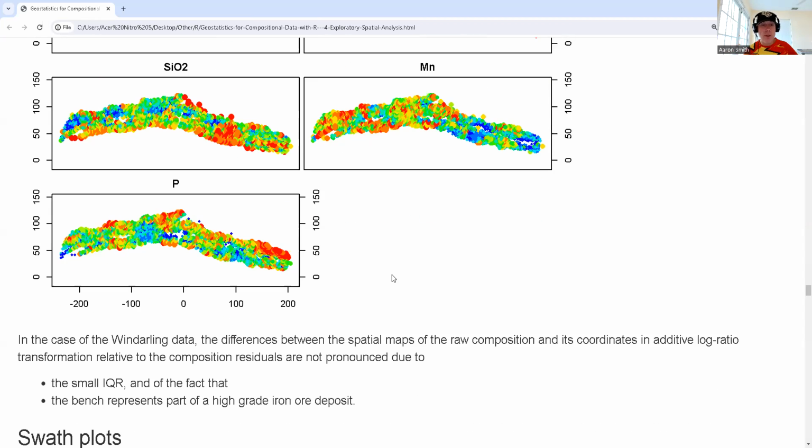In the case of the Windarling data, the difference between the spatial map of the raw compositions and the coordinates in additive log ratio transformation really doesn't produce a whole lot for us. This is due to the fact that we have a small interquartile range and the fact that the bench represents part of a high-grade iron ore deposit.